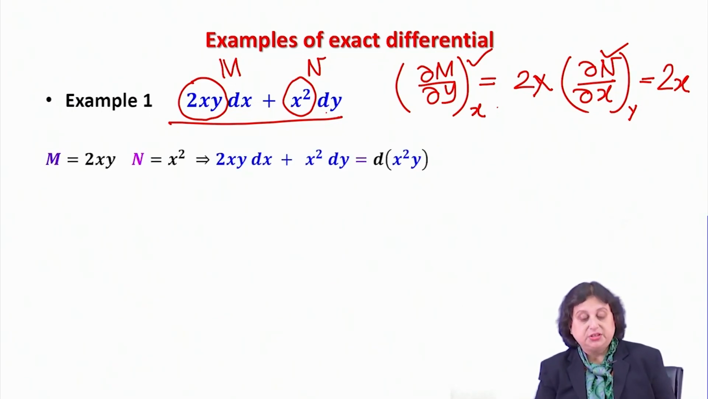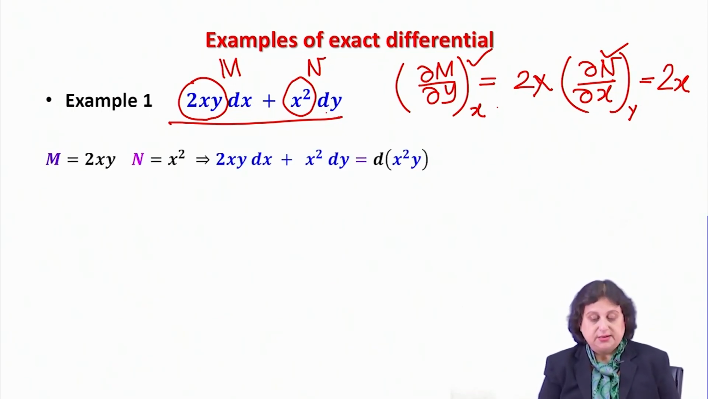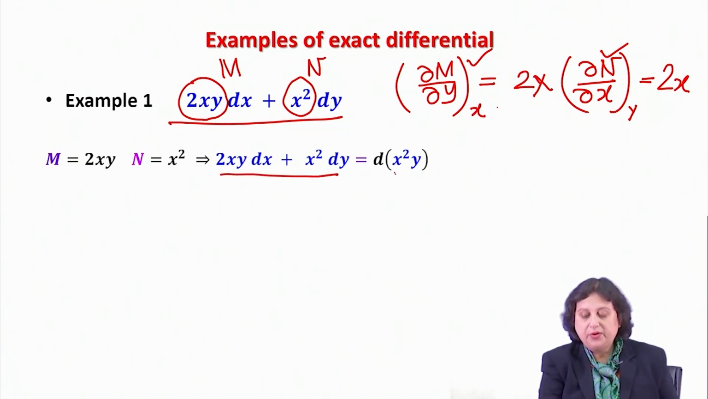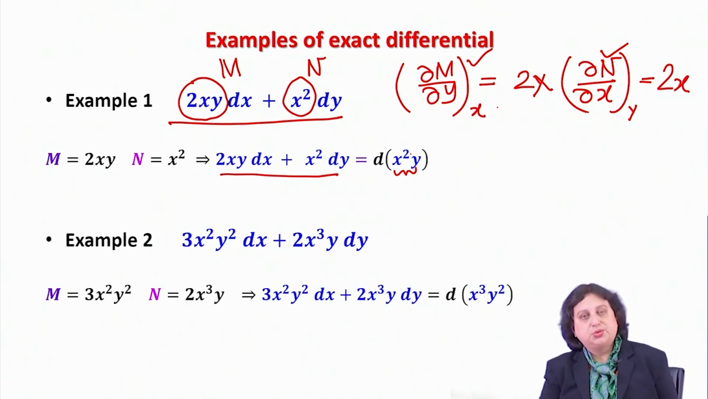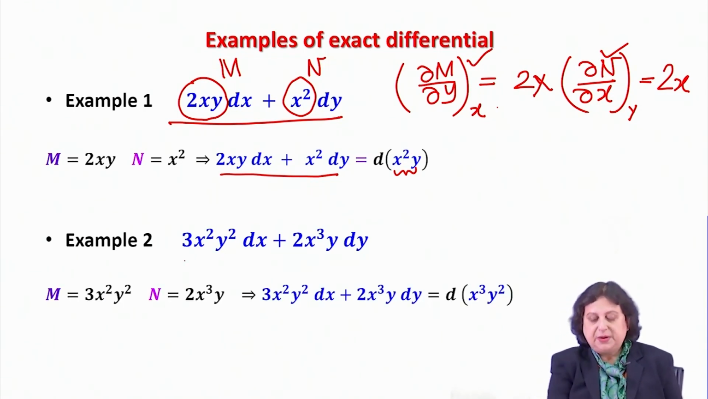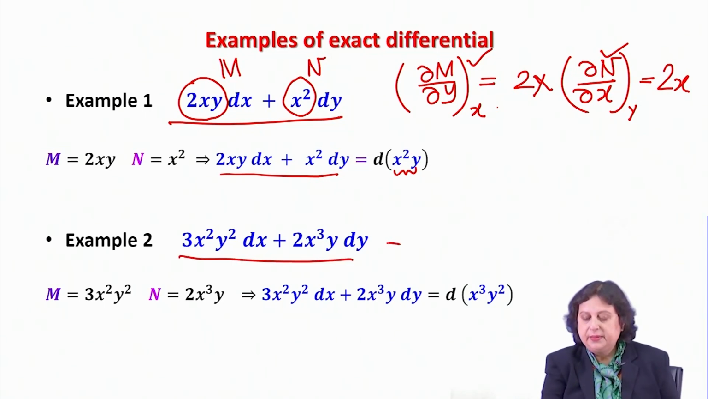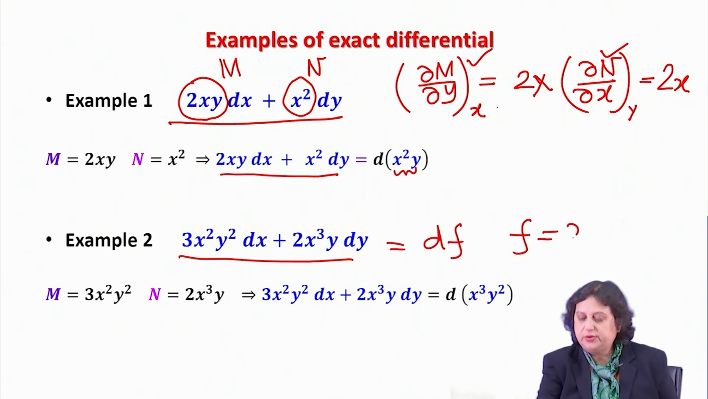Actually, by inspection, you can say that this expression is equal to d of this function, x squared y. Similarly, there is another example that I have shown to you here, and you can very easily show that this expression is nothing but df, where f is equal to x cubed y squared.